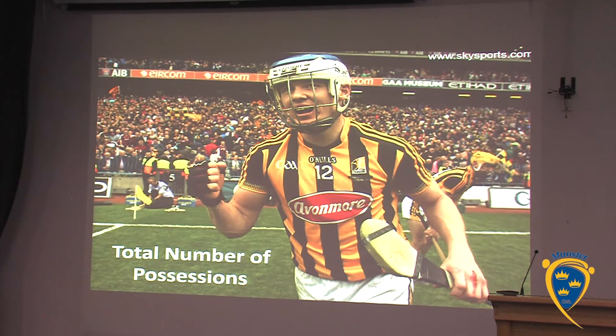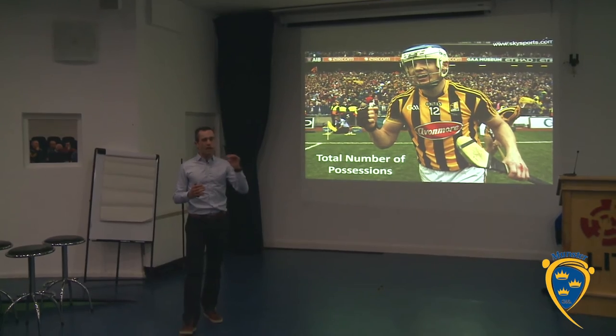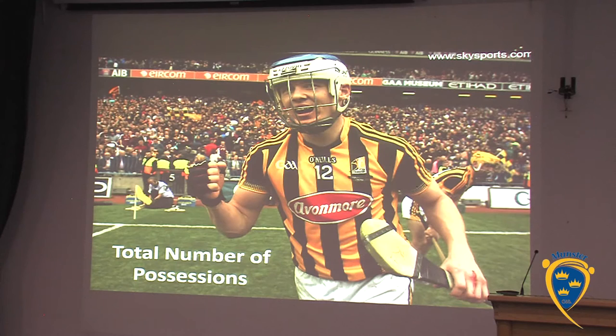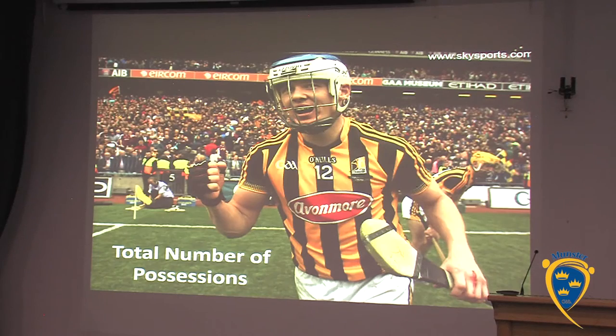So now, let's take us to the All-Ireland final. And let's look at some numbers to help us understand what kind of decisions the players have to make at the highest level. Because this is where we want to be. We want our players to be able to play at the highest level. So, for 30 seconds there with someone next to you, have a think and chat about the total number of possessions that TJ Reid had in 74 minutes in the All-Ireland final. Right, off you go, 30 seconds.